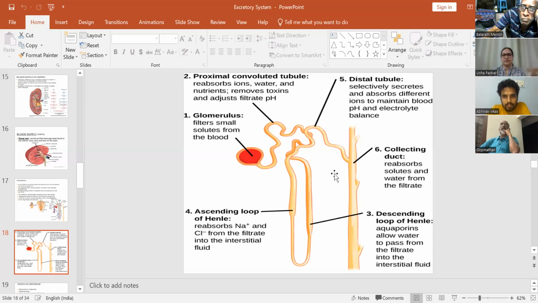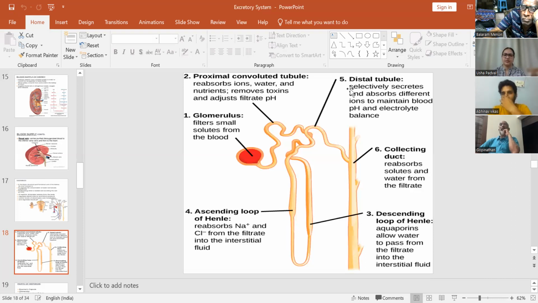The third one is the descending loop of Henle. What is this? Aquaporins allow water to pass from the filtrate into the interstitial fluid. This is descending. Next, one more, the ascending, is there. It reabsorbs Na+ and Cl- from the filtrate into the interstitial fluid. See, here reabsorption is taking place. So when the reabsorption is taking place, where does it go? It will go to the interstitial fluid. From there again, absorption happens.